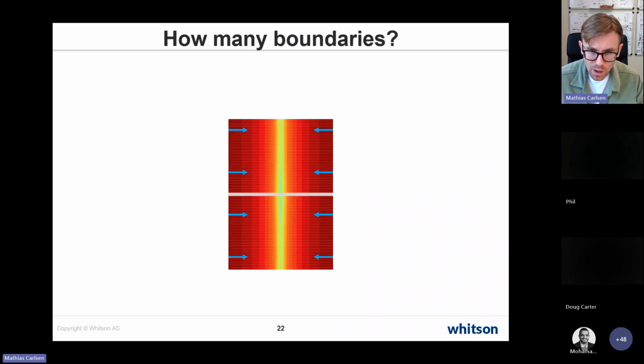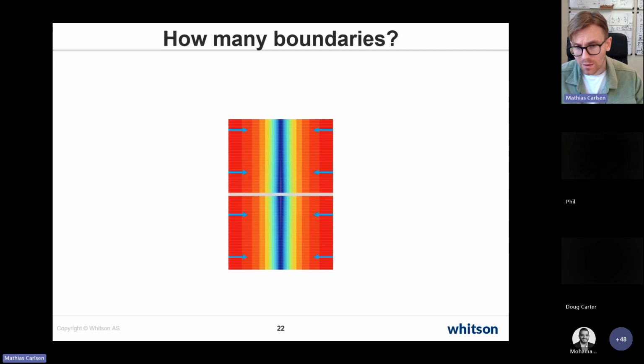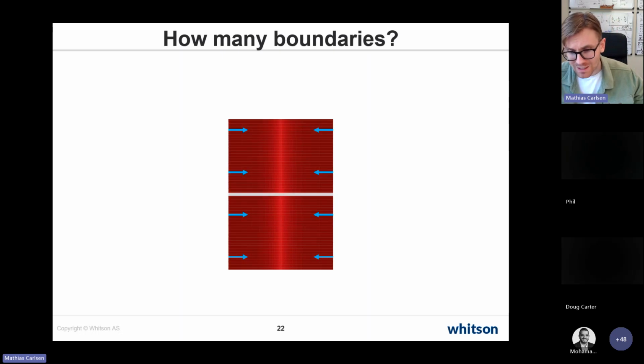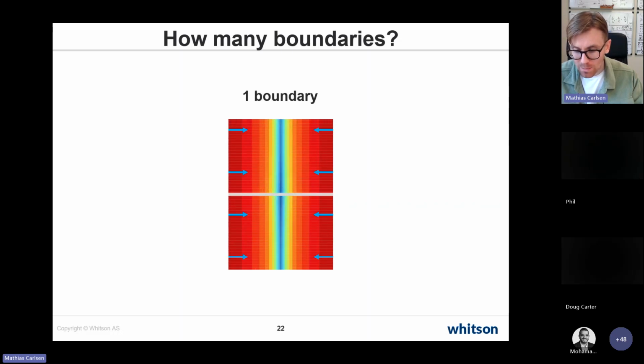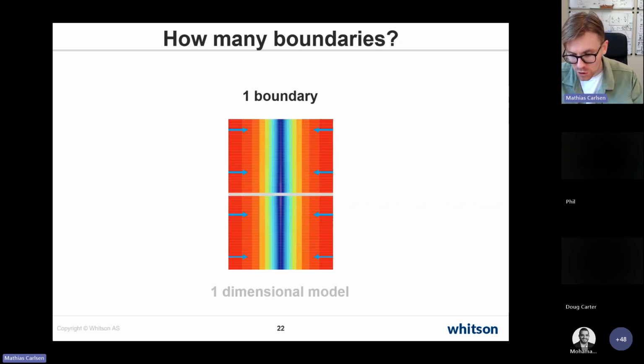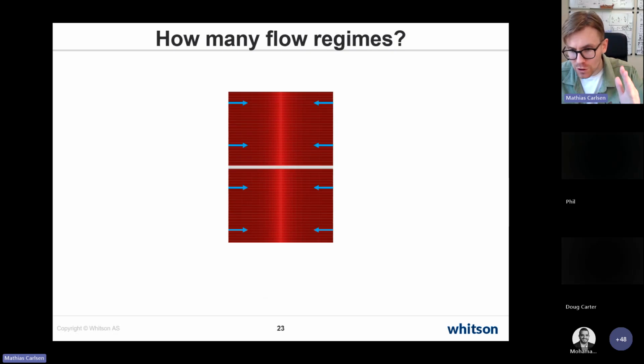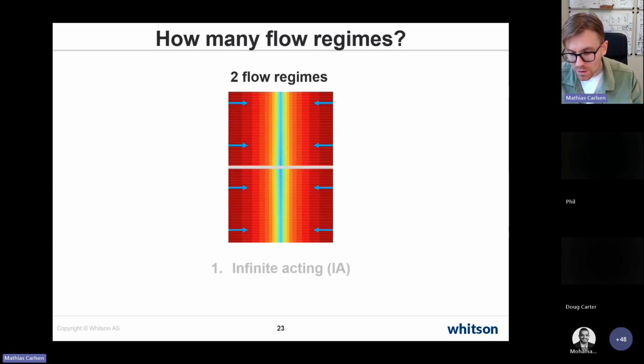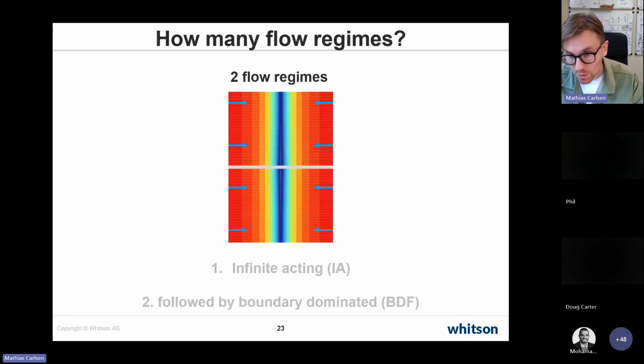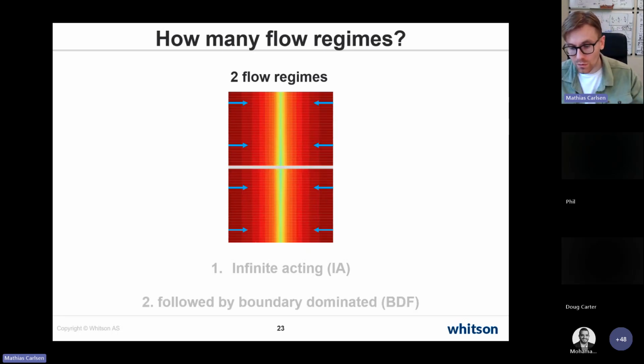There's no volume beyond the frac tip or the frac height, and the flow is going from the matrix into the fractures. That means that since you only have one boundary, it's called a one-dimensional model, and you will only have two flow regimes. The flow regime would be infinite acting flow followed by boundary dominated flow. So either you see the boundary or you don't see the boundary.